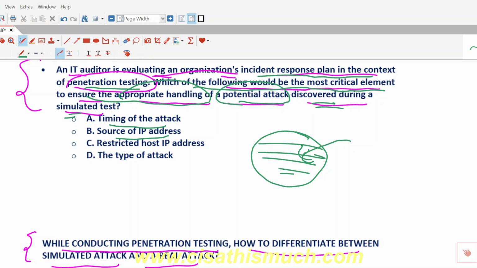Because attackers can even spoof the IP address, right? If the attacker wants to do that, they can do that as well. There is a chance for that as well, right? Okay, now I'll be discussing why.